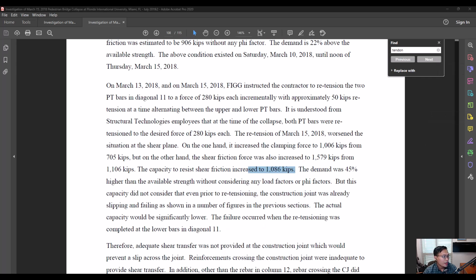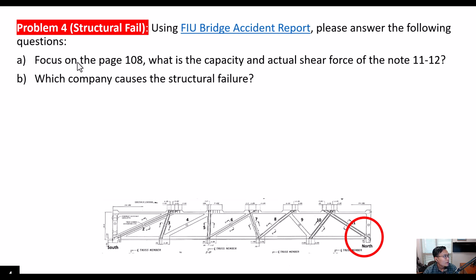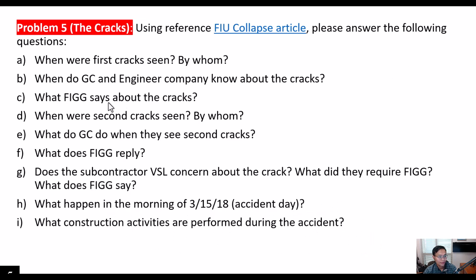So in summary, the capacity is the one we just discussed, that is 1086 kips. The actual shear force is 1579 kips, and this one is under designed by 45%. Which company caused the structural failure? That is FIC.